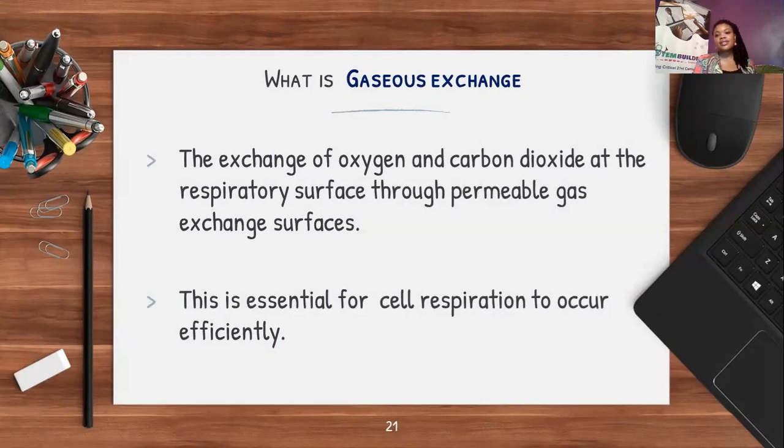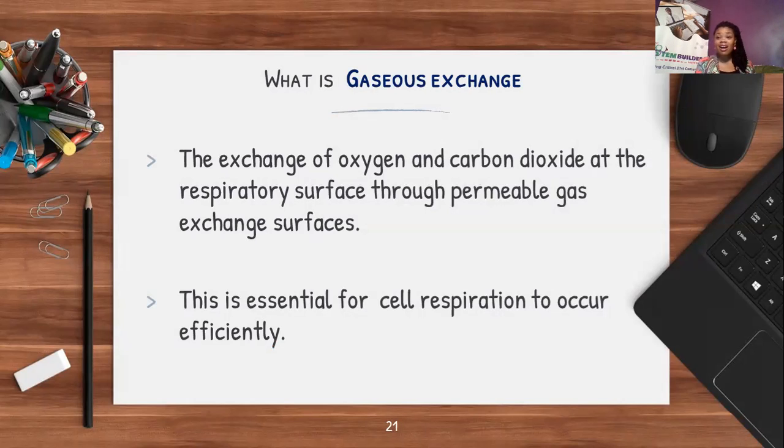So what is gaseous exchange? We've covered what is respiration. We've covered what is breathing. So now the next process is, what is gaseous exchange? It is the exchange of oxygen and carbon dioxide at the respiratory surface. And this takes place through permeable gas exchange surfaces.